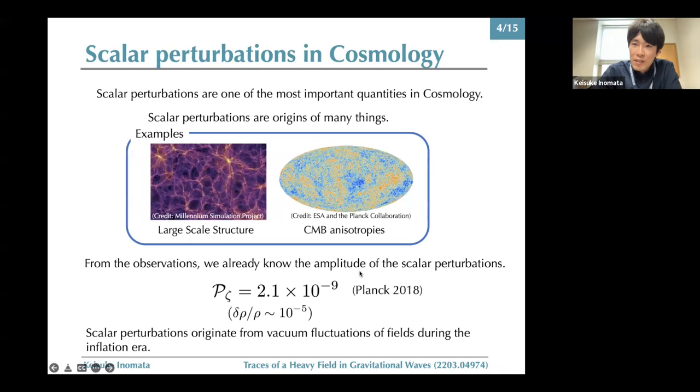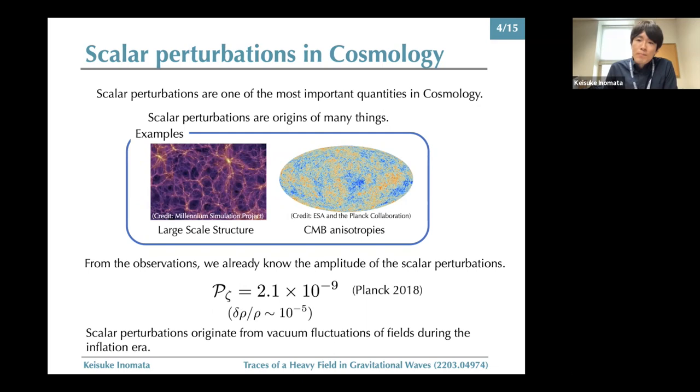So this is the power spectrum of curvature perturbation on large scales. And scalar perturbations originate from the vacuum fluctuations of a field during the inflation. So scalar perturbations have a lot of information on the early universe. That's why scalar perturbations are very important in the context of cosmology.